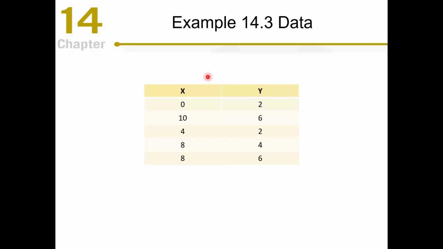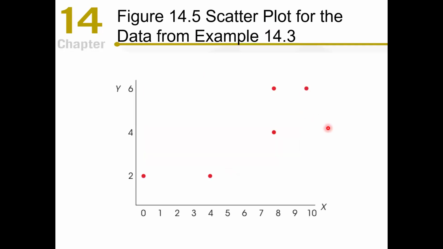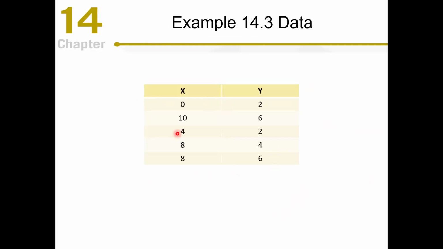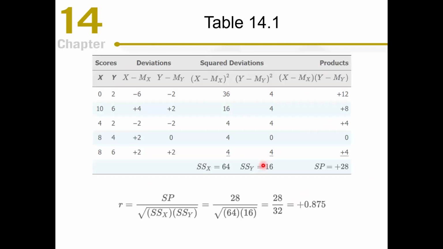Okay, so I'm going to show you again everything that we just did. It's located here. This is the scatter plot for the data that we've collected. Again, you have 0, 2, 4, 2, 8, 4, 8, 6, 10, 6. So you're able to see that these are the five data points, and all of those correlate to these values here. And this is what we did.